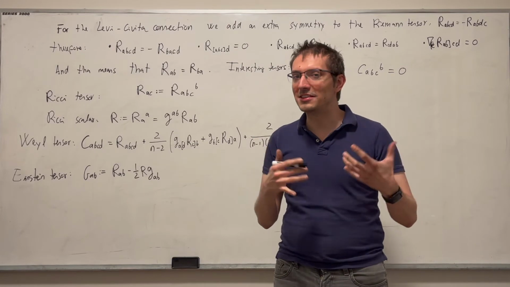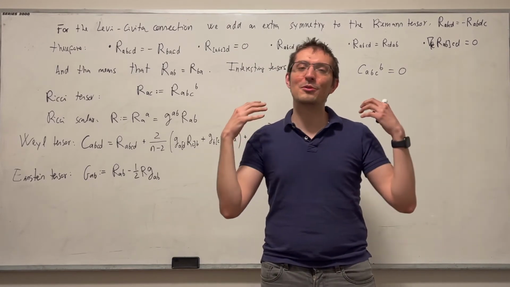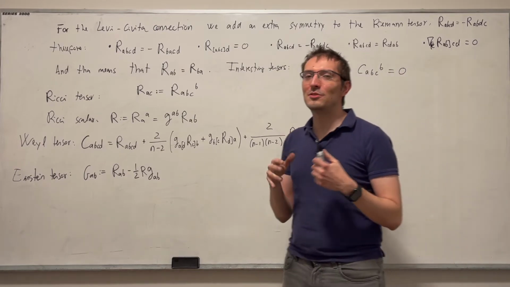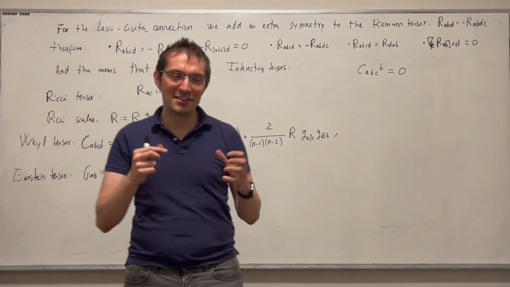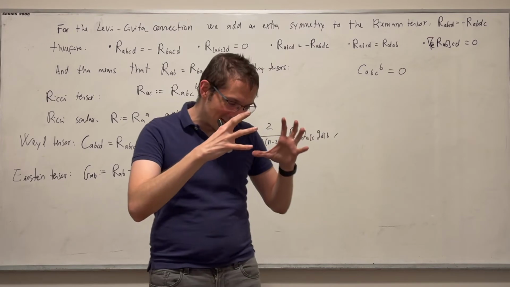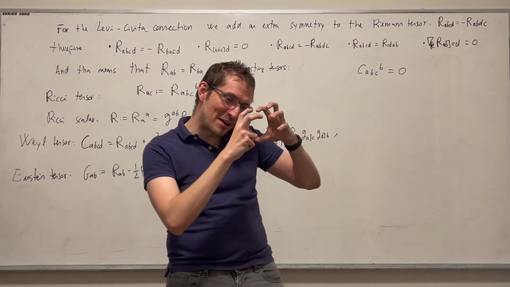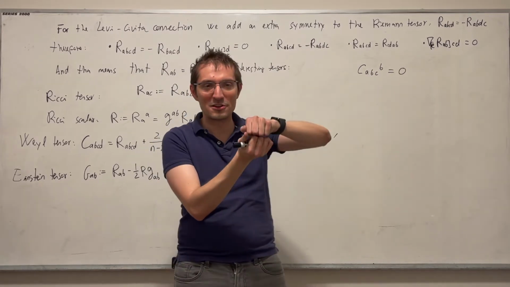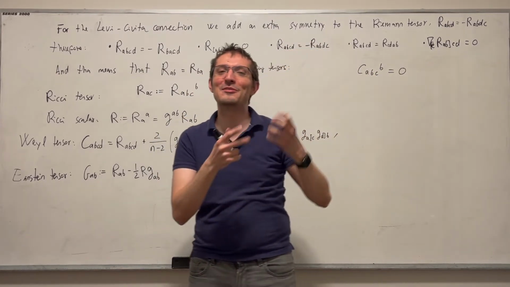If you think gravity, I would love to have the classroom in front of me to ask, what do you think in gravity you can associate with change of shape? Like stretching the box. The Weyl tensor is responsible for stretching the box, keeping the volume constant.